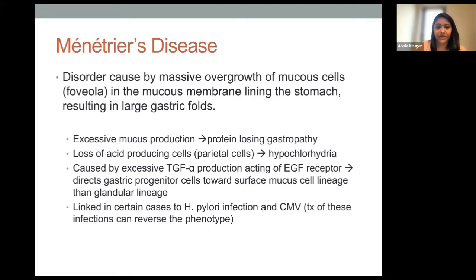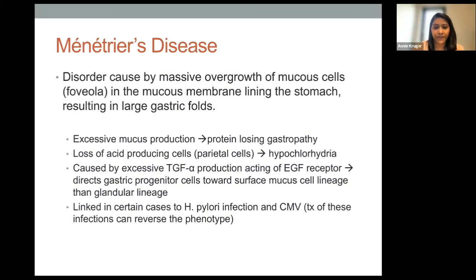And because there's so much mucus production and getting out into the lumen of the stomach, you get a protein losing gastropathy and enteropathy as well, in the sense that you are becoming more kind of fluid filled, in that you don't have as much protein. You get protein loss through the stool. And here you also see a lot of hypochlorhydria.